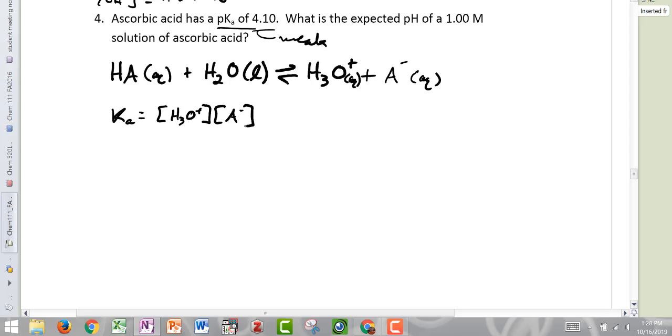Someone volunteered a suggestion that we could consider using Henderson-Hasselbalch. I would suggest we don't. You can, but I think that's doing it the hard way. Why would I say don't use Henderson-Hasselbalch here? Because Henderson-Hasselbalch is for buffers, and to have a buffer, I must have what in solution? Both HA and A minus, the acid and the conjugate base. If I just have a solution of weak acid, I can be faster.